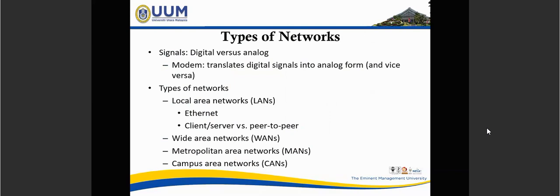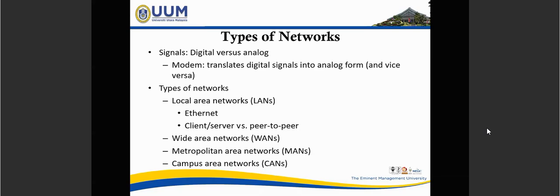Now, what are the types of networks? What are the types of networks? How many types? There are many types of networks. But how can we use them? We have a local area network, we have a wide area network. We call that LAN, and WAN. What is the difference between them?